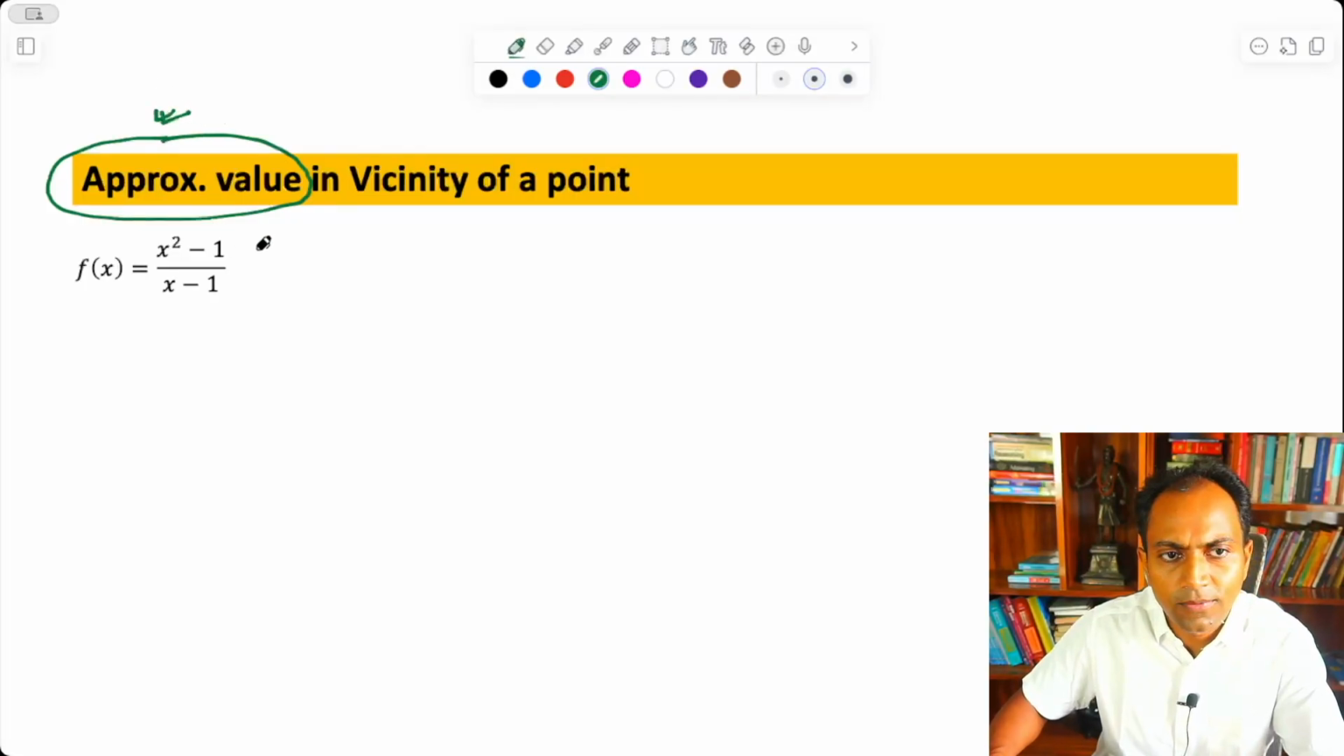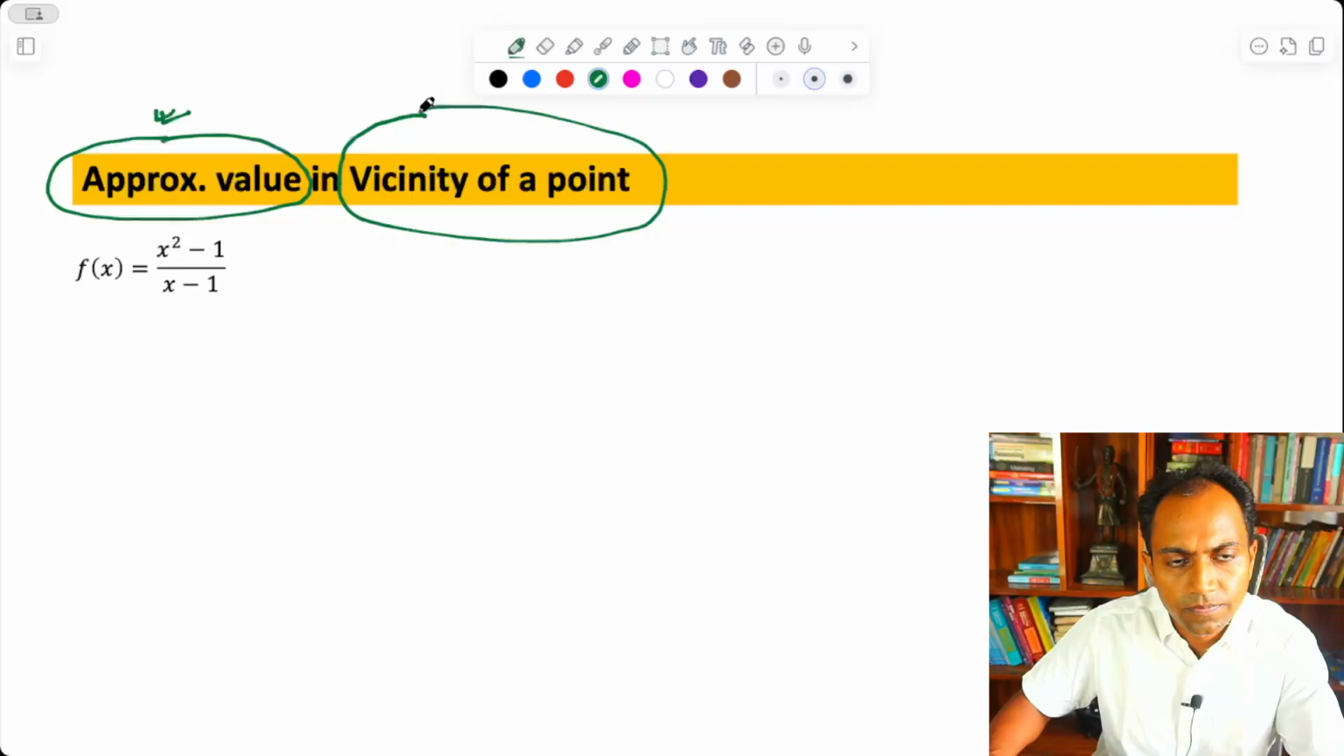So we are not worried about exact values. We are not worried also about the exact location. So we are looking in the vicinity of a point. See how both of these ideas will become relevant.